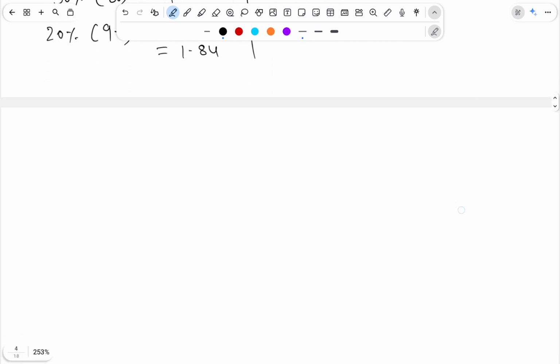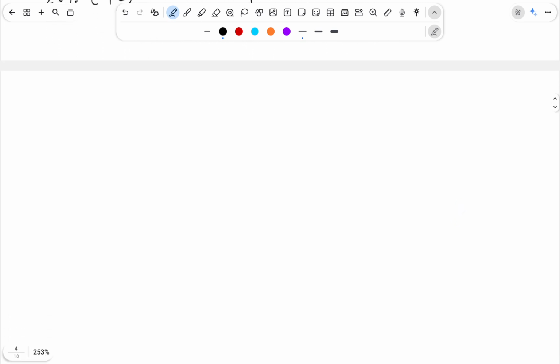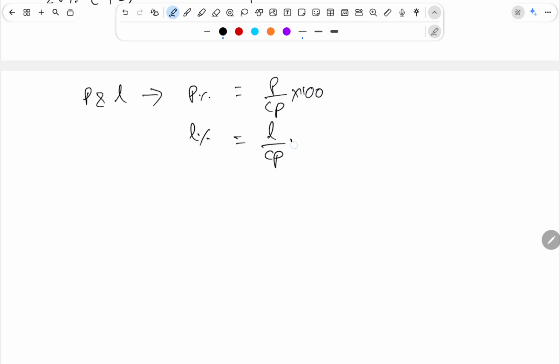Okay, then next, in profit and loss, on calculating profit percentage, we write profit by CP into 100, or otherwise loss percentage is equal to loss by CP into 100. Why every time is the denominator CP? The reason is that we are comparing. They are saying that you got a loss or a profit, by how much? By seeing CP.